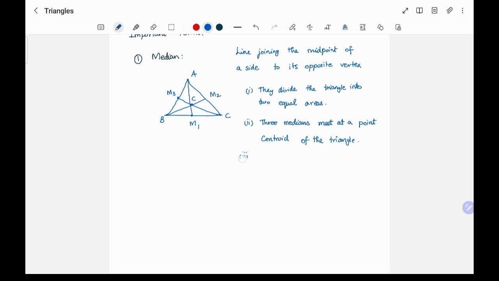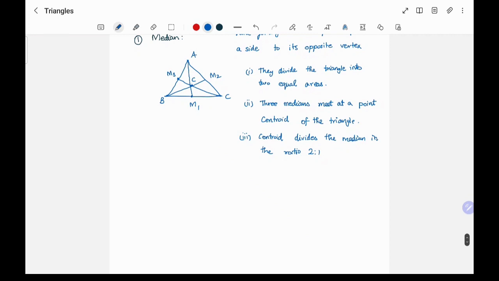The other thing is the centroid divides the median in the ratio 2:1. So if you say AC and CM1, AC is to CM1 is nothing but 2:1. It is the same for the other medians as well. So from the opposite vertex to the centroid, it is twice the distance of what it is from the midpoint to the centroid. Okay.